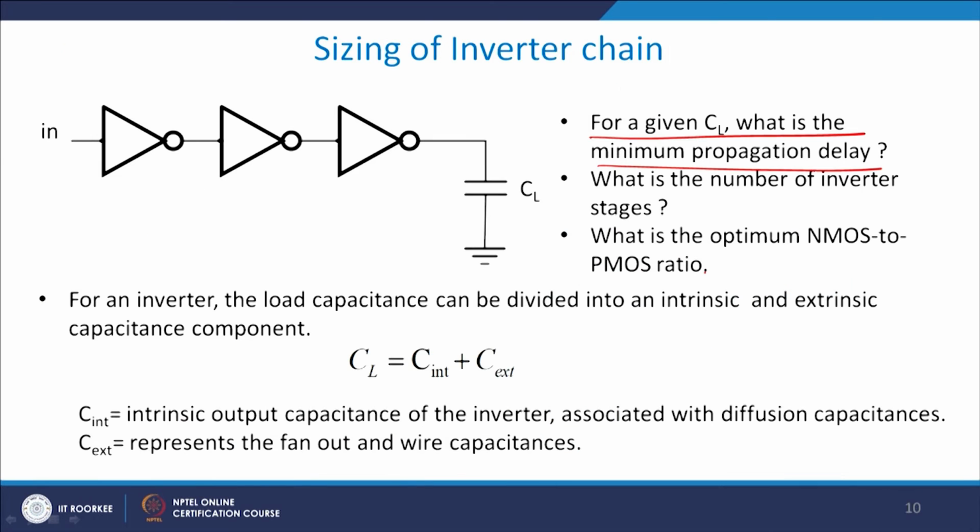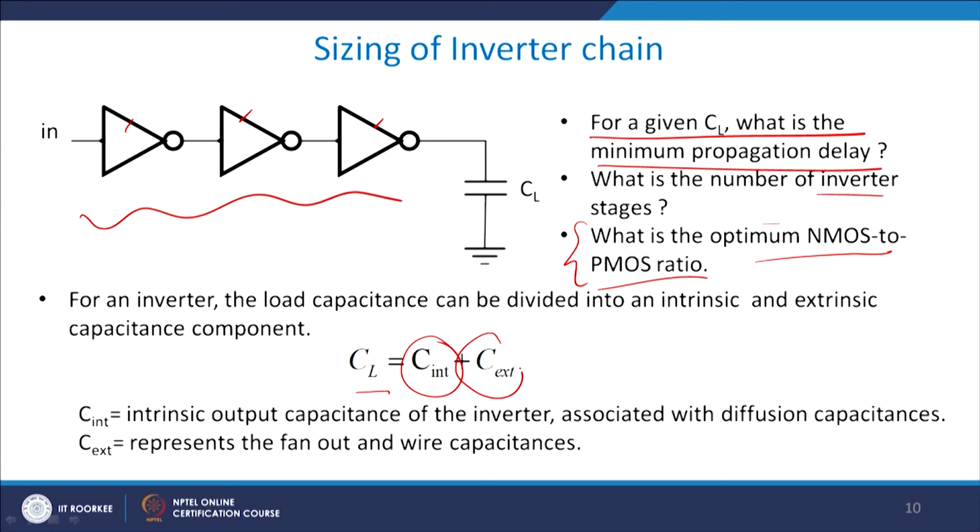Let me come to the sizing of the inverter. The idea is, for a given load capacitance CL, what is the minimum propagation delay, right. How? If you have a buffer, means you have 1, 2, 3 inverters, and therefore you need to find out what are the optimum number of stages and what is the optimum NMOS to PMOS ratio. As we have discussed already, a load capacitance can be distributed into internal capacitance or intrinsic capacitance and external capacitance.